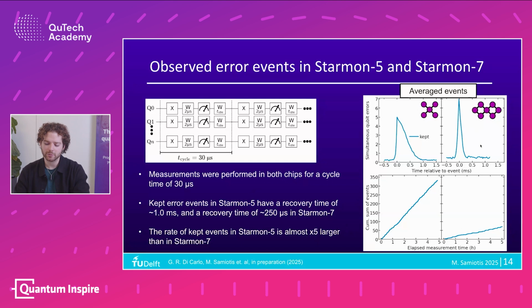And what does the recovery time mean? It means that basically, if your processor is being struck, let's say Starmon 5 is being struck by ionizing radiation, then for about a millisecond, most of the qubits are going to be corrupted.